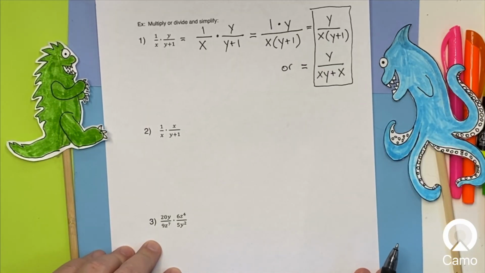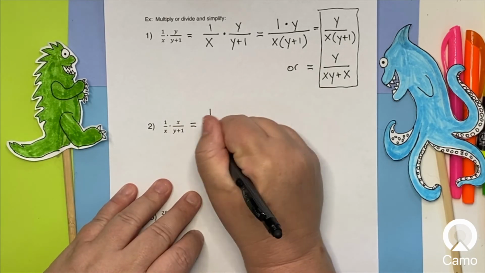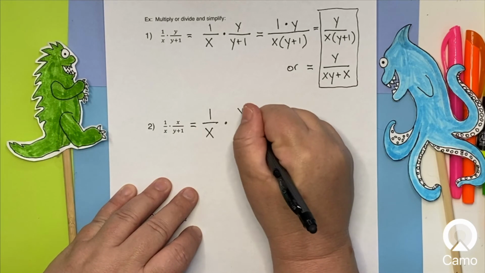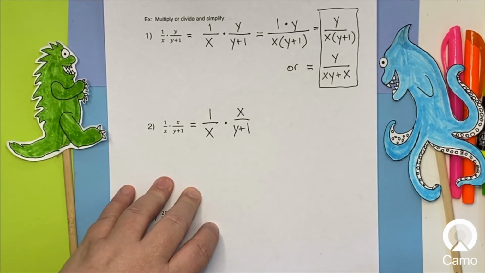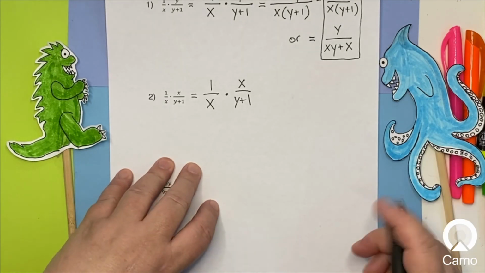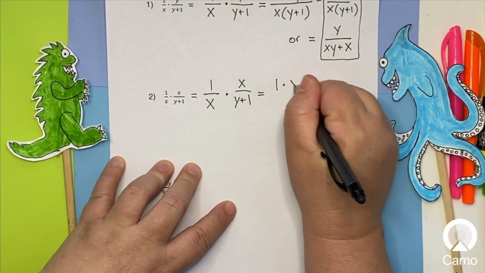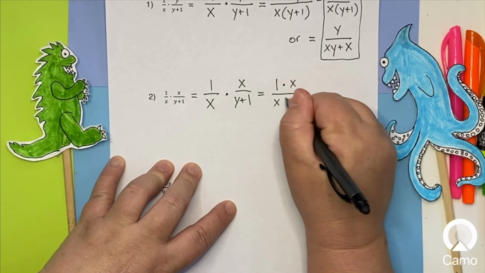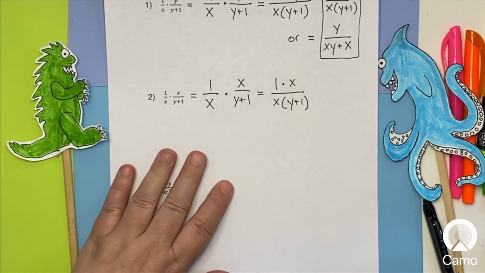Is it the same problem? It looks like the same problem. 1 over x times x over y plus 1. Oh my goodness, this is going to be so much more satisfying, because when I multiply across, I get 1 times x, and down here I get x times y plus 1, which looks almost identical, right?